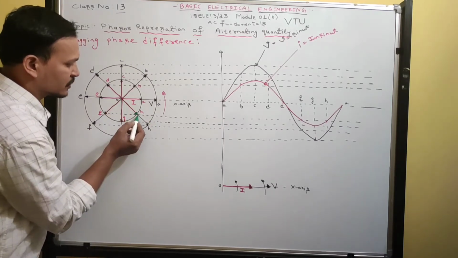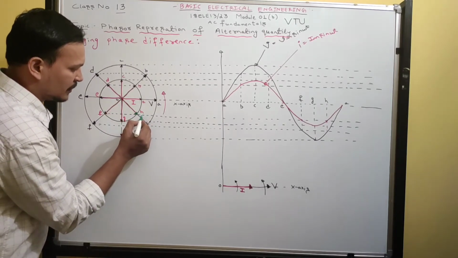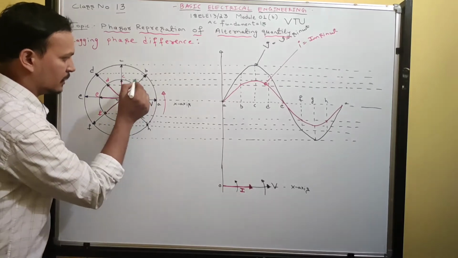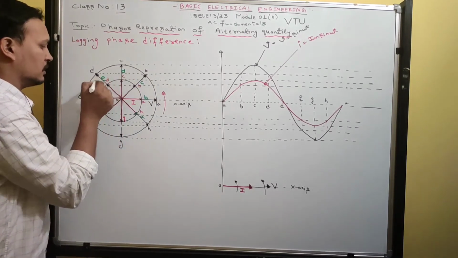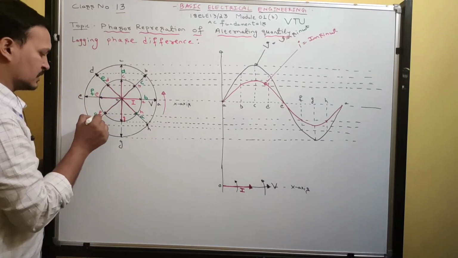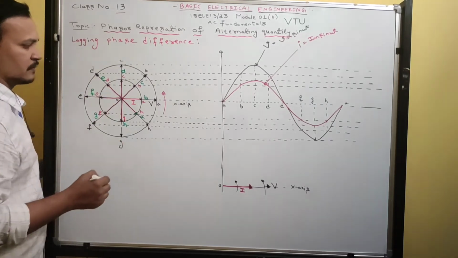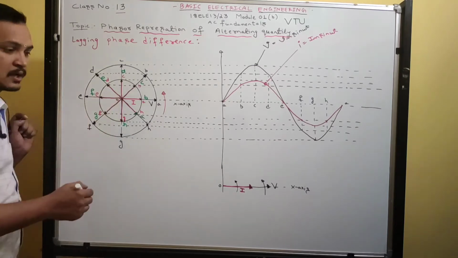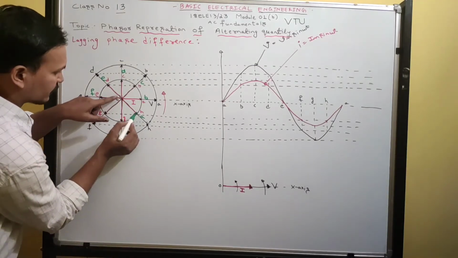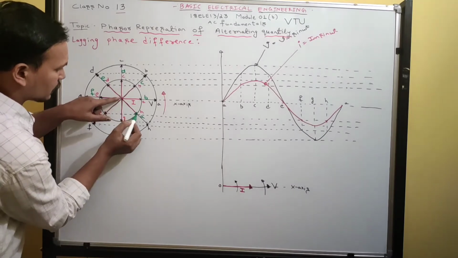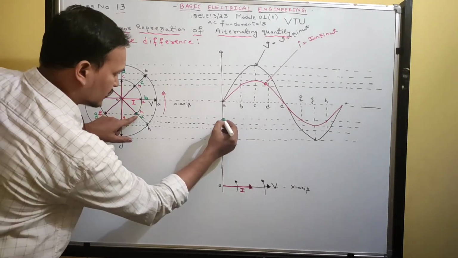Now this is the starting position of the current. So this will be A and this will be B, this will be C and this will be D, E, F, G and H. A, B, C, D, like this. Observe only the green color. Now this is the starting position of the vector, 0 to A.